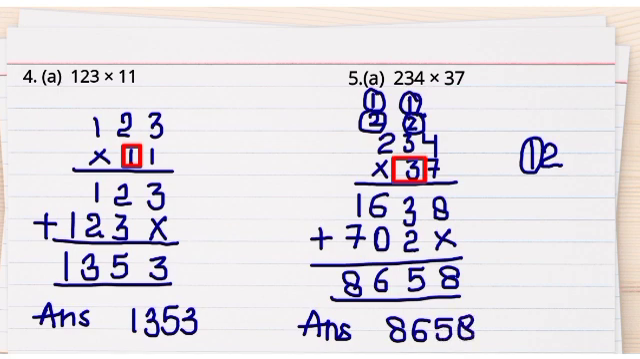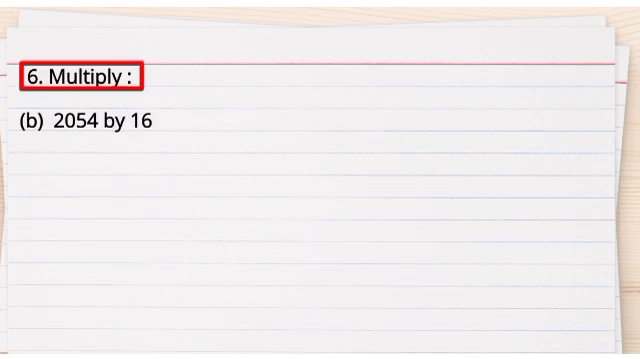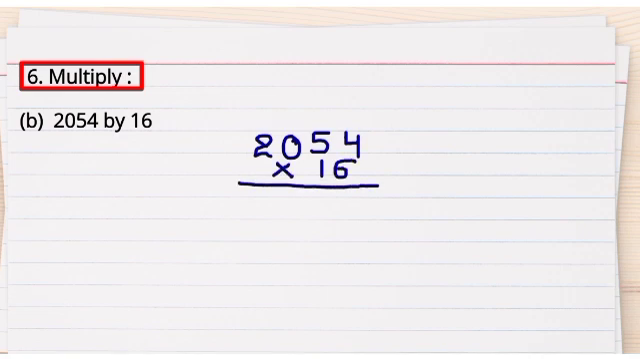8658. Next, question number 6. Multiply 2054 by 16. Right? So first of all, check the digit at ones place in the multiplier, which is 6 here. So first of all, you will multiply all the digits in the multiplicand. ये जो जितनी भी digit हैं इनको multiply करेंगे with the 6.